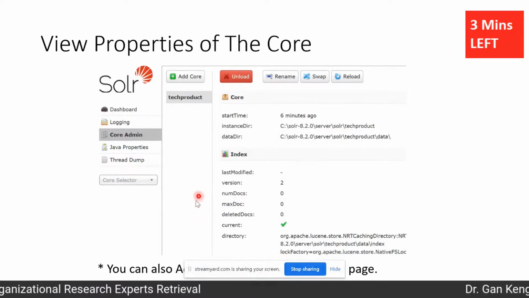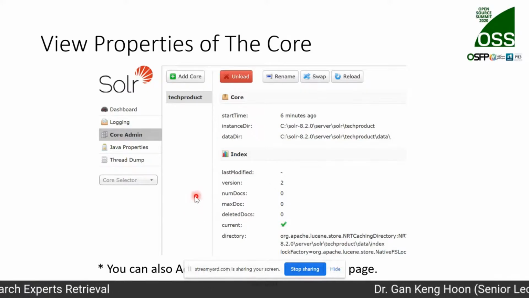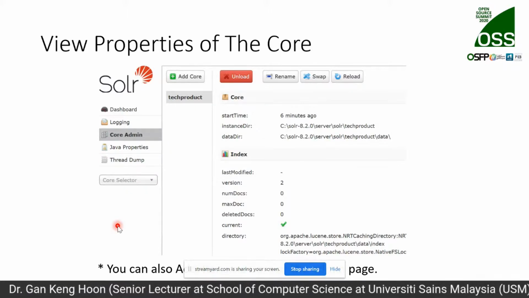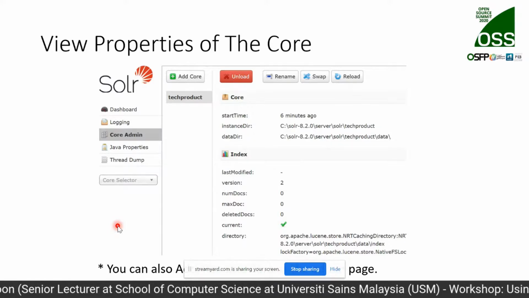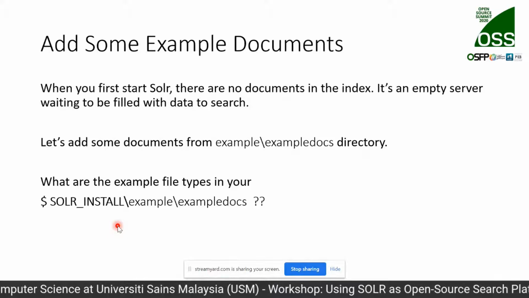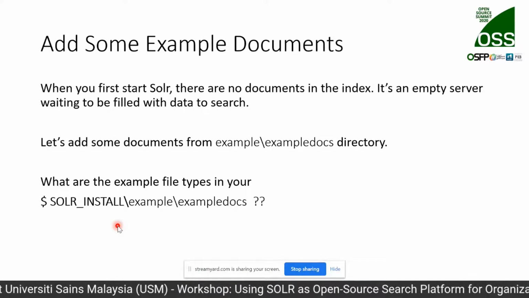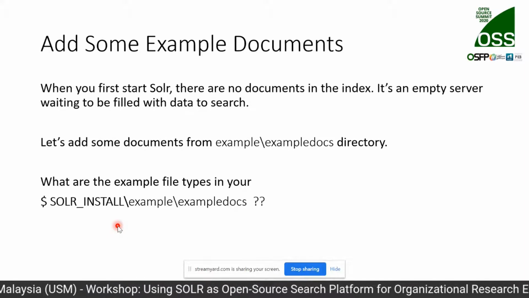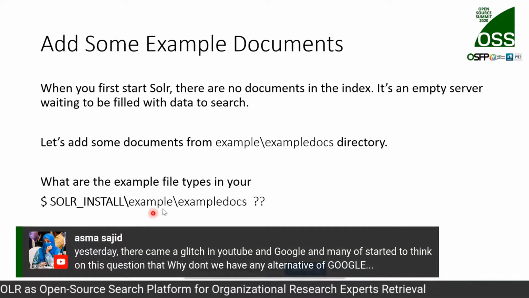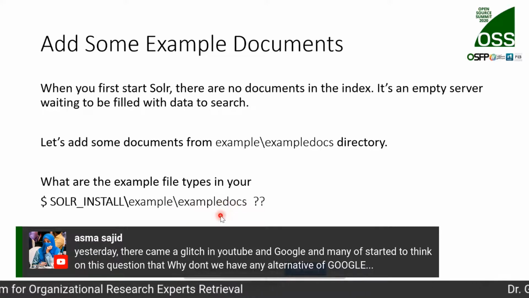Alternatively, you can also create the core, rename, and delete it using the dashboard itself. So you can do it either at the command prompt or using the SOLR admin dashboard. Now you have created the core, but we haven't done any indexing yet, right? So there's still no document in the index. It's just an empty server with an empty core collection. So how to do the indexing?